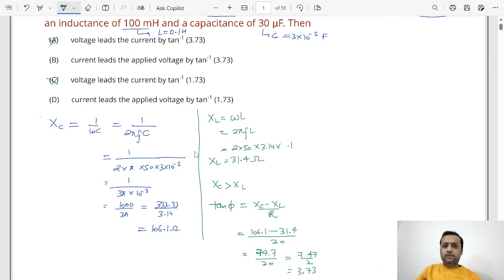So phi is equal to tan inverse 3.73. That means current leads the voltage by tan inverse 3.73. So option B will be the correct answer for this question. I hope you would have understood.